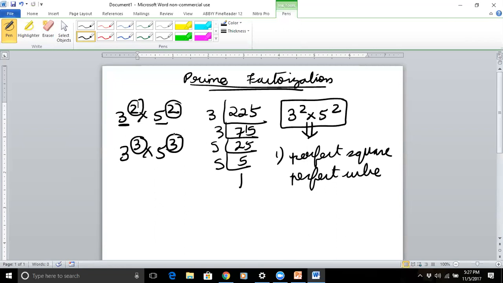So for a number to be a perfect square, the powers all have to be divisible by 2. And for the number to be a perfect cube, the powers have to be divisible by 3. So it's logical to say that for a number to be a perfect square, the powers have to be divisible by 2. For a number to be a perfect cube, the power has to be divisible by 3.